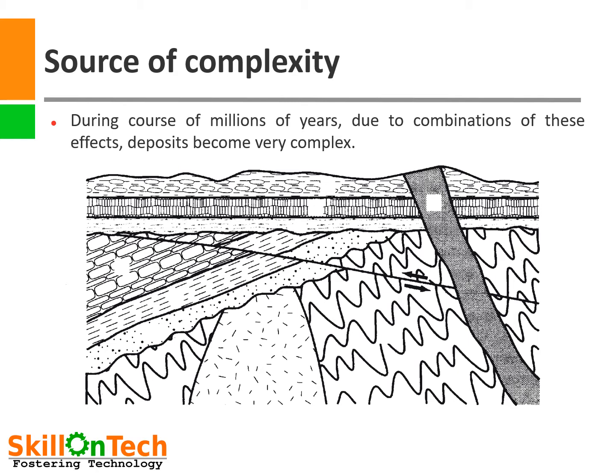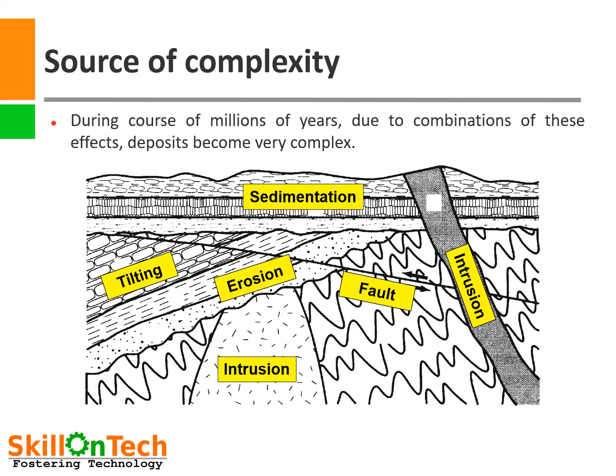So this is a typical sketch of how a particular deposit looks after millions of years. Many of the phenomena explained in previous slides can be seen here. You can see that there has been intrusion, then erosion, then after that tilting, after tilting there has been a fault, after this fault there has been further sedimentation, and after all this an intrusion has happened, which has made this deposit look very complex.